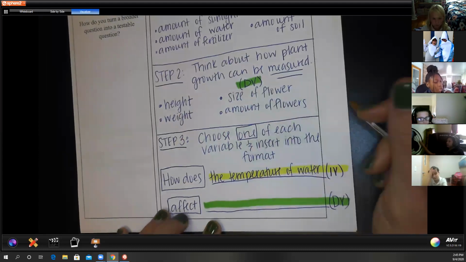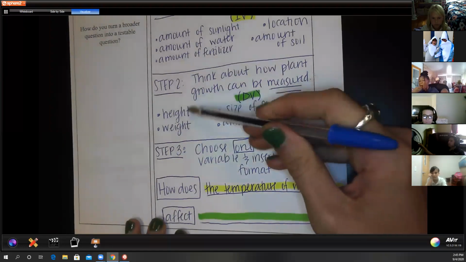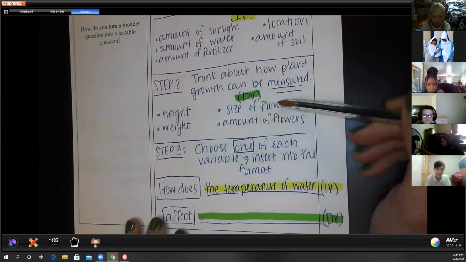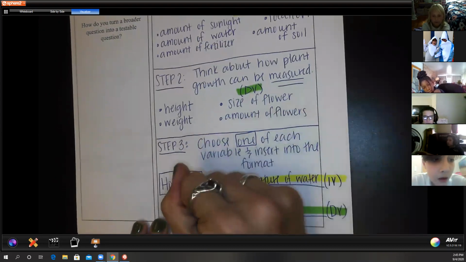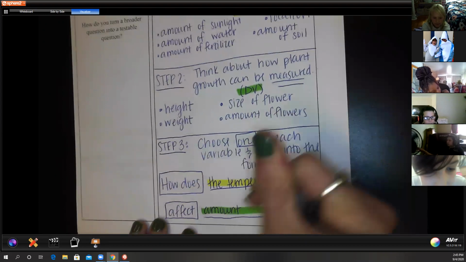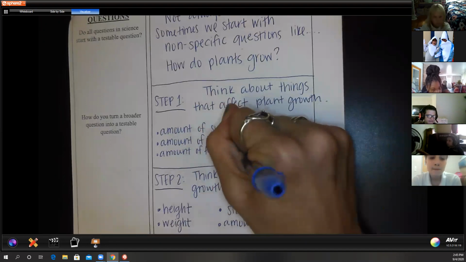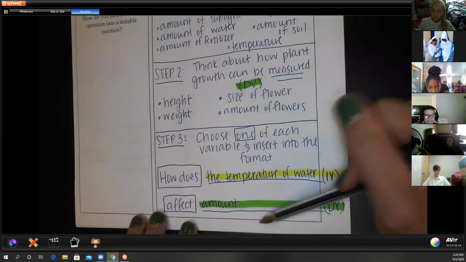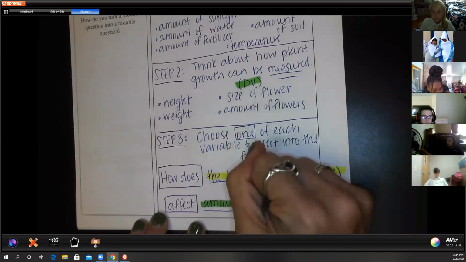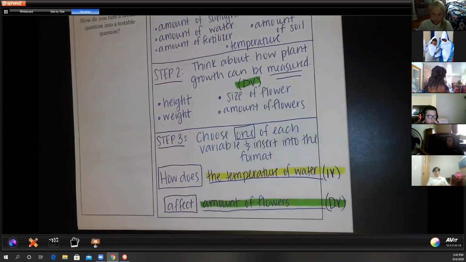affect, and let's say, pick one dependent variable, Braylon, one of these 4 things that we said we would measure. Amount of flowers. The amount of flowers. Perfect. So do you see how I picked one thing we could change? I'll add temperature up here. And then one thing we could change and one thing we could measure. And we were specific so that if you wanted me to repeat this experiment, I absolutely could because I knew exactly what to change and what to measure.